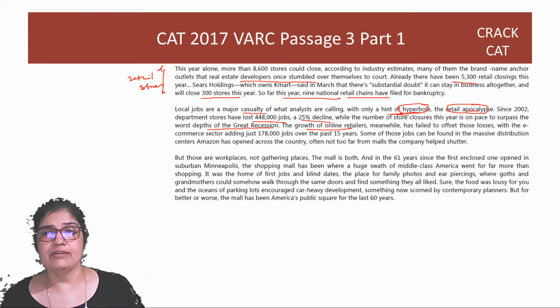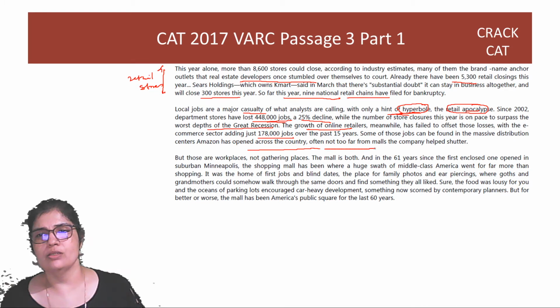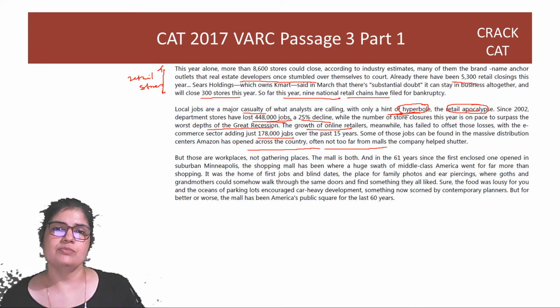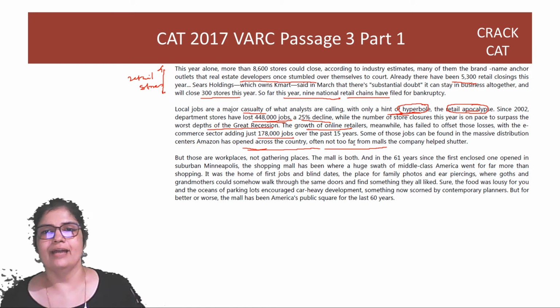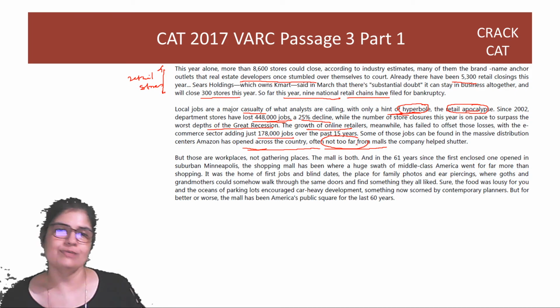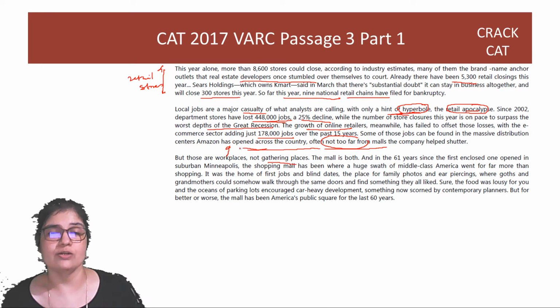The growth of online retailers, meanwhile, has failed to offset those losses. तो अगर ऑफलाइन दुकानें बंद हो रही है तो ऑनलाइन रिटेल्स का इतना दुकान नहीं खुला है, because the number of jobs added is less than the numbers of jobs lost. That's very clear. So it has not added enough. Some of those jobs can be found in the massive distribution centers Amazon has opened across the country, often not too far from the malls the company helped shutter. Okay. So some of these extra jobs Amazon only gave and not too far from the malls that the company helped close down. But those are workplaces, not gathering places. What? These places. Amazon ka distribution center.